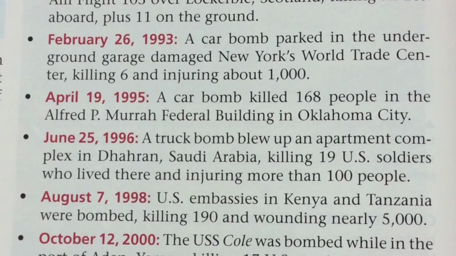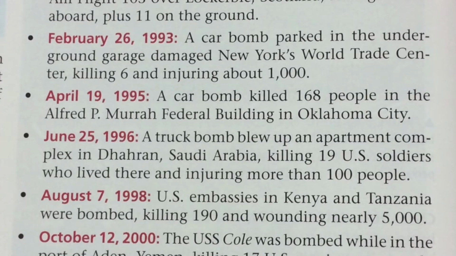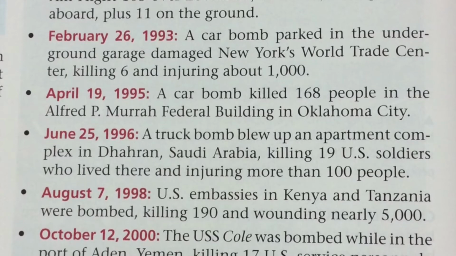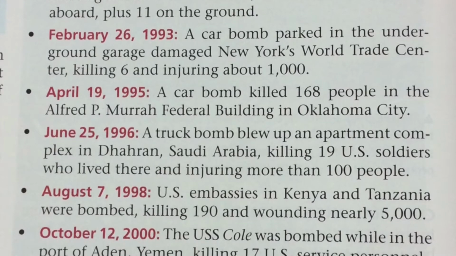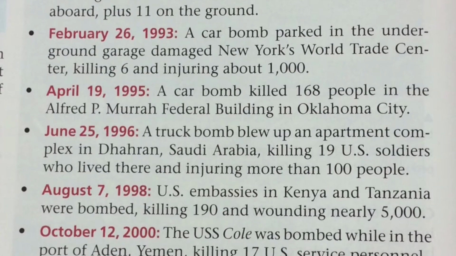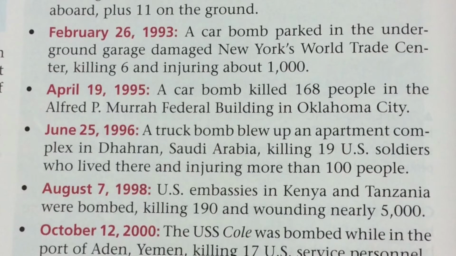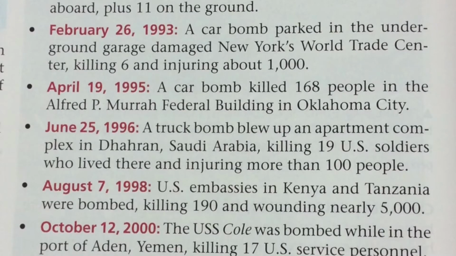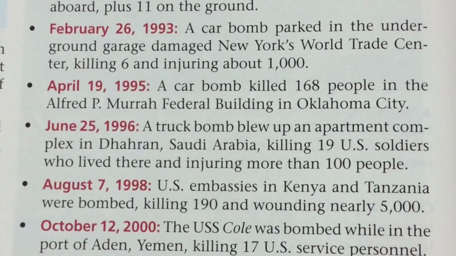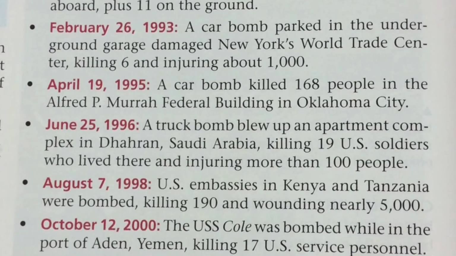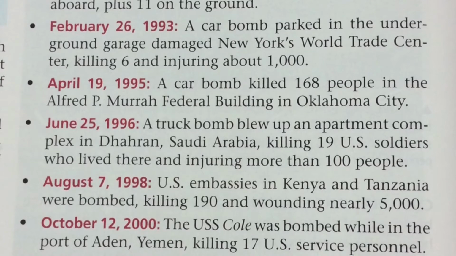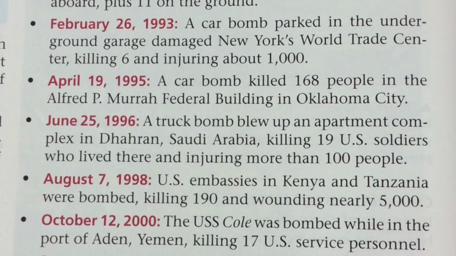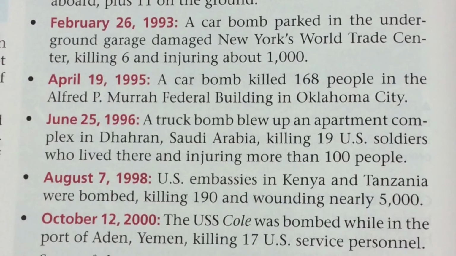April 19, 1995, a car bomb killed 168 people in the Alfred P. Murrah Federal Building in Oklahoma City. June 25, 1996, a truck bomb blew up an apartment complex in Dhahran, Saudi Arabia, killing 19 United States soldiers who lived there and injuring more than 100 people. August 7, 1998, United States embassies in both Kenya and Tanzania were bombed, killing 190 and wounding nearly 5,000. October 12, 2000, the USS Cole was bombed while in the port of Aden, Yemen, killing 17 United States personnel.